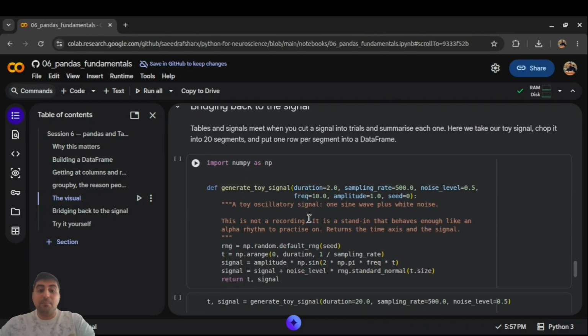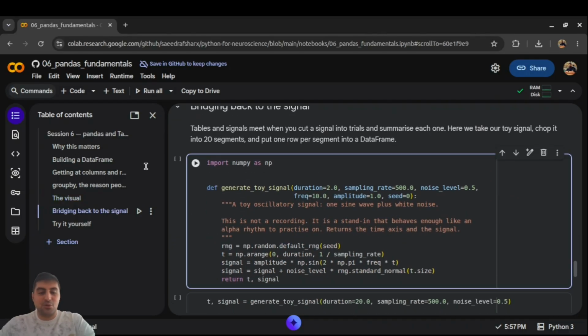Bringing the signal back. You remember this. You must remember this. Please remember this. One more thing, because I do not want you thinking signals and tables live in separate worlds, because they do not. Here's our toy signal from last session, 20 seconds of it. I am cutting it into 20 segments, and for each segment computing a mean, a spread, and a peak. Then I put one row per segment into a DataFrame.